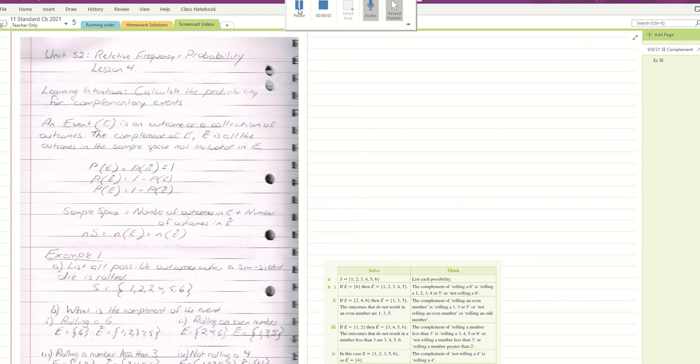Good morning, Year 11. Today is lesson 4. We're going to look at calculating the probability for complementary events.